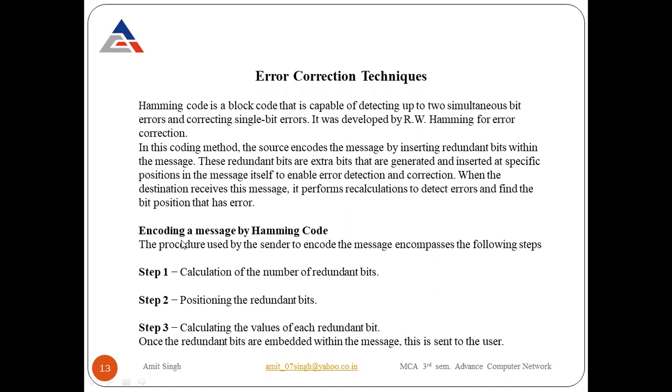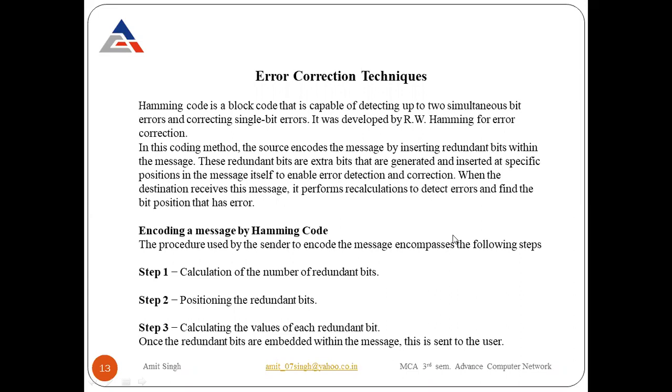So we have the encoding. Now we are going to encode a message by the Hamming code. A step-by-step approach is there. The procedure used by the sender to encode the message encompasses the following steps. First, calculation of the number of redundant bits. I have to calculate the number of extra bits, which depends upon how many bits we are going to add to our data.